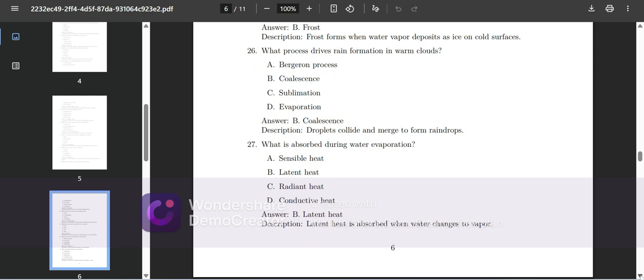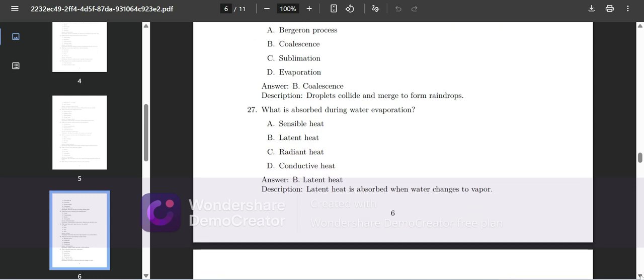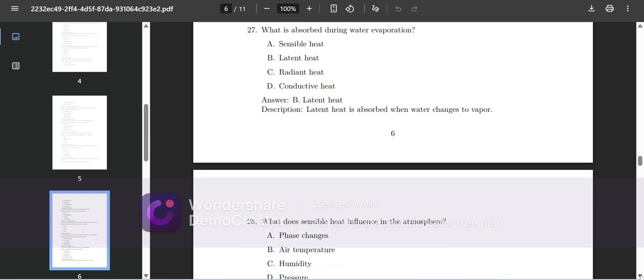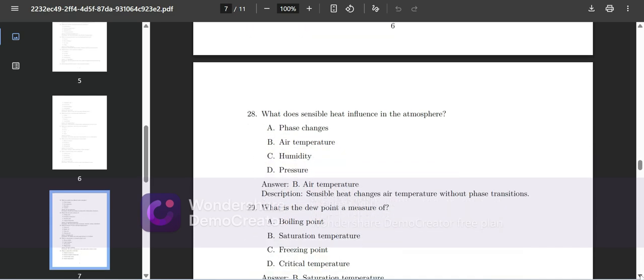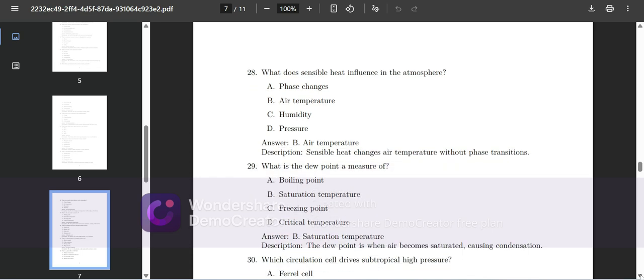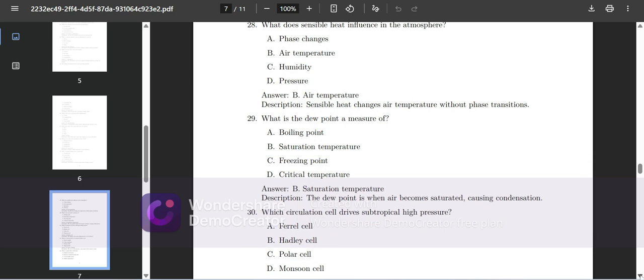What is absorbed during water evaporation? Latent heat. Latent heat is absorbed when water changes to vapor. What does sensible heat influence in the atmosphere? Air temperature. Sensible heat changes air temperature without phase transitions.